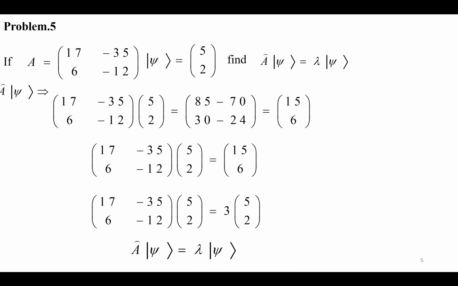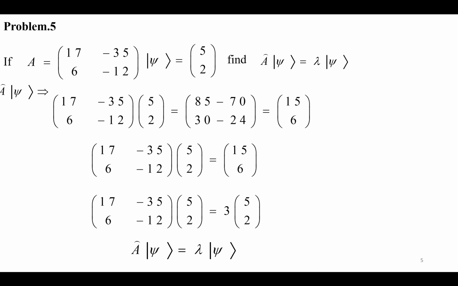Now we'll go for problem 5. If A equals a 2 by 2 matrix, 17, minus 35, 6, minus 12, and your ket psi is 5, 2, find A psi, which is equal to lambda psi. We are going to find out whether this matrix satisfies the relation A psi equals lambda psi or not.